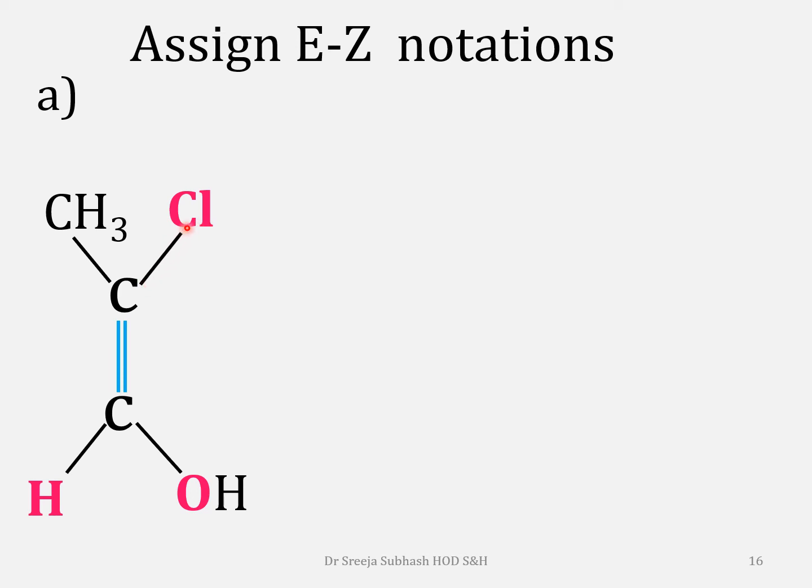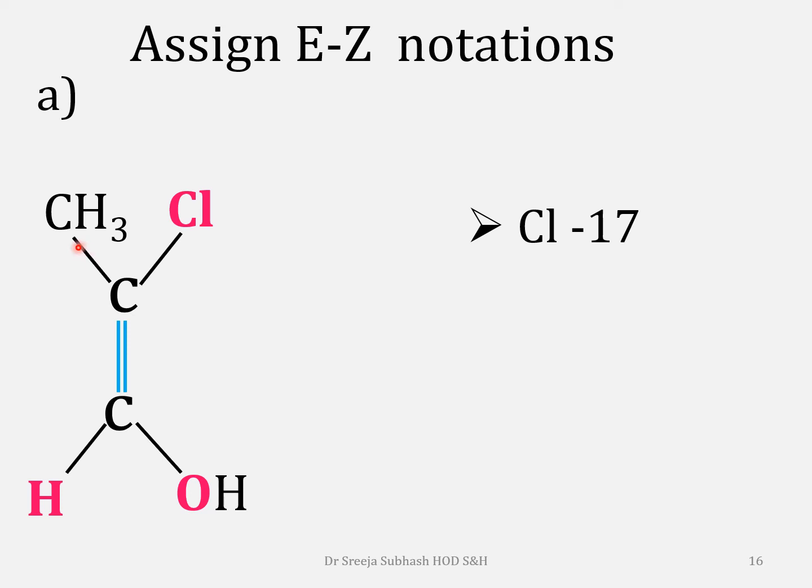Directly attached atoms. Well, here, chlorine on one side and CH3 on the other side. Which is the directly attached atom here? Only chlorine is there, so chlorine is the directly attached atom, and its atomic number is 17.